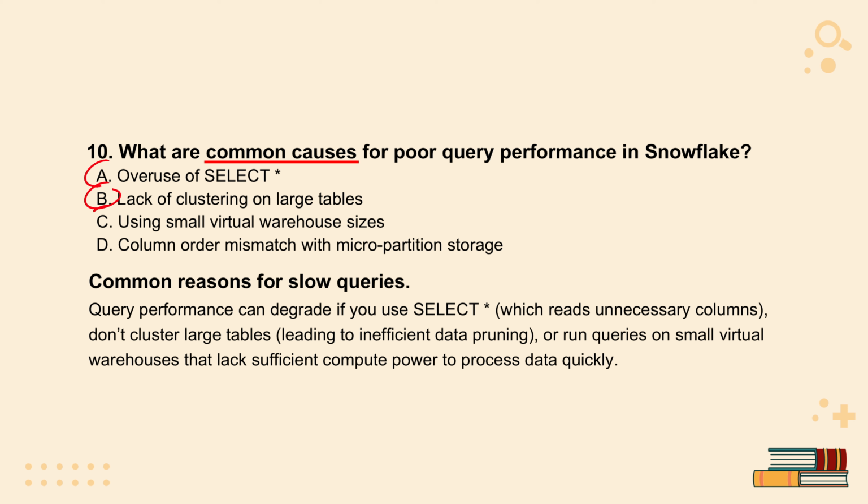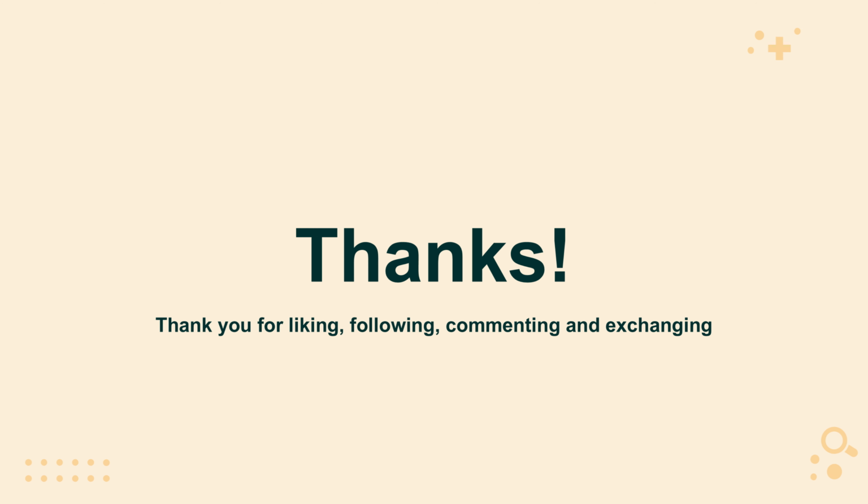So select star, lack of clustering, and warehouse sizing. Those are definitely key things to check. So maybe the final thought to leave you with is this. Think about the interplay between these features. How does understanding time travel affect your storage costs and your recovery strategy? How does the result cache work with your frequently run queries? How do materialized views interact with your base table updates? Connecting these dots, seeing how these features work together. That's how you move from just using Snowflake to really mastering your data environment.